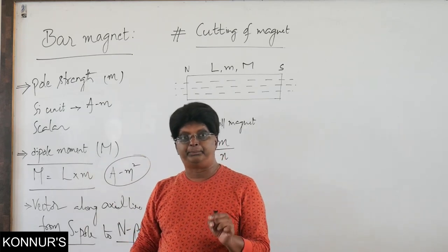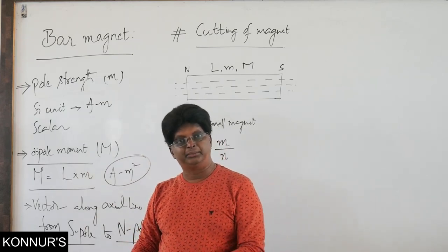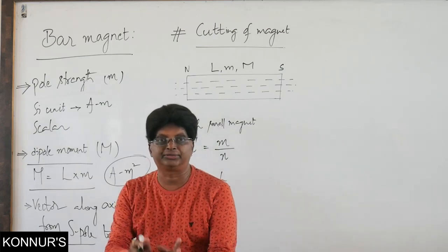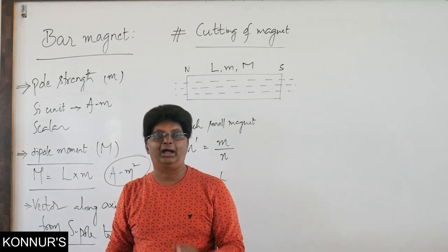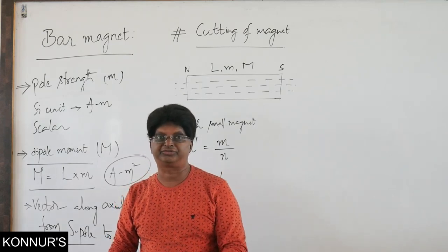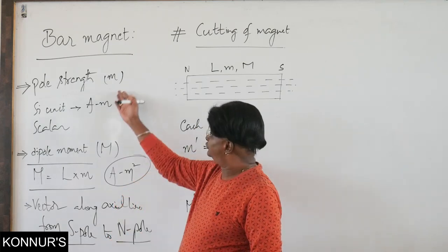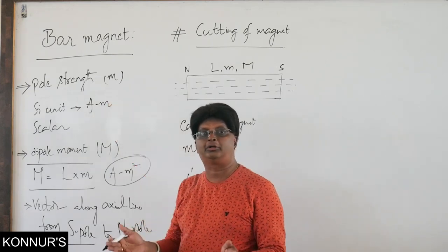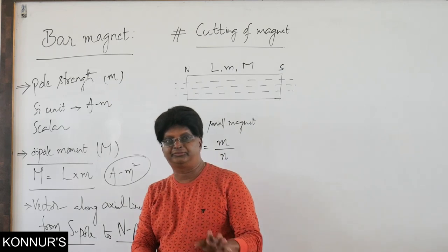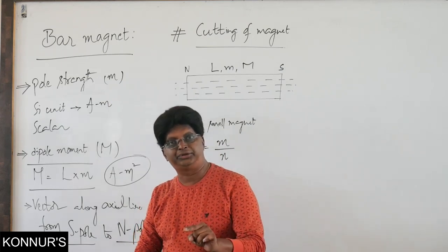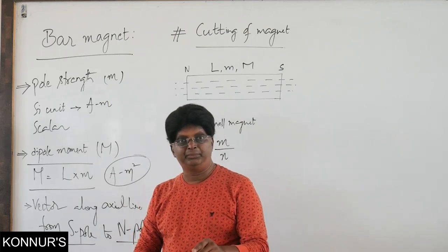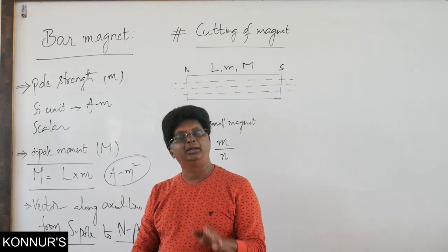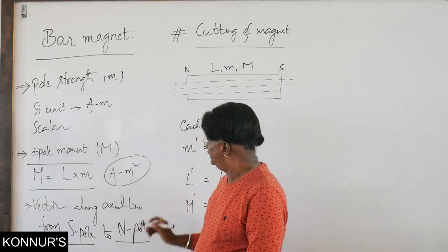Remember, ampere per meter square? No, it is ampere meter square. Where did we go that ampere per meter square? In current electricity, current density, I by A, we have ampere per meter square. Here also it is ampere meter, not ampere per meter. We have all types of units in this: ampere meter, ampere per meter, ampere meter square, ampere per meter square. All these are there, and that is why be very careful about these units.